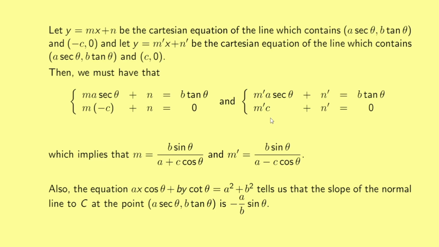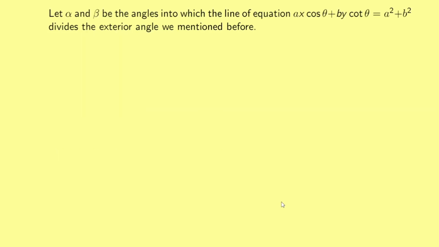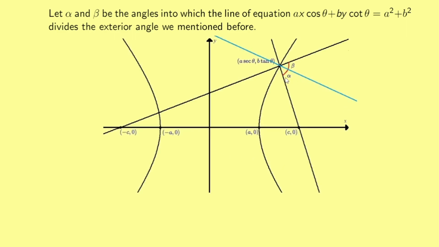Okay, perfect. This is what we are going to use. So we have the slope of 3 lines, and this will be useful to us because it will allow us to find the angles we want to find above. So now I'm going to call alpha and beta these 2 angles. This is alpha and this is beta.